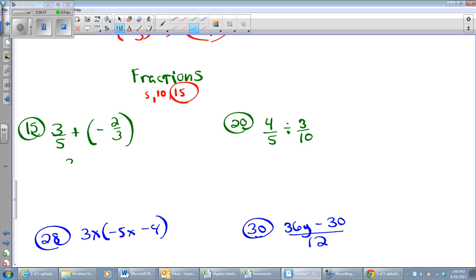So my problem is 3/5, and I don't like this plus a negative. That's the same thing as a minus 2/3. If you don't understand that, come see me. I'd love to explain it to you.